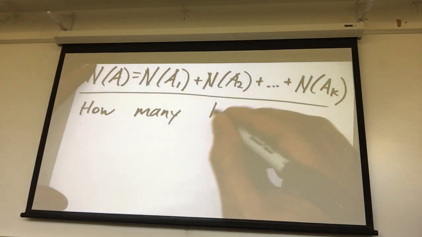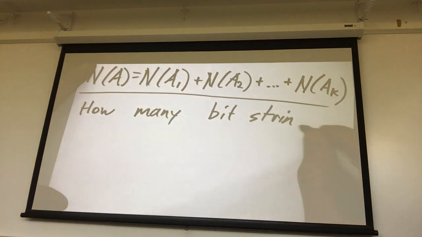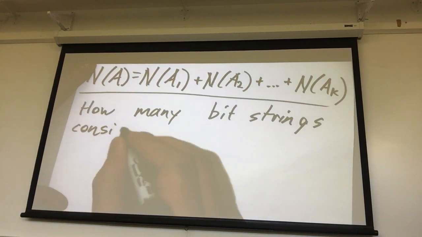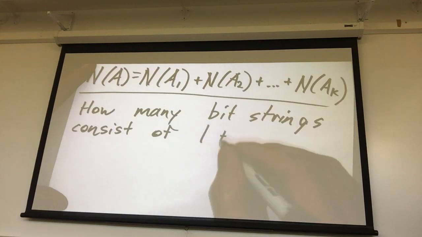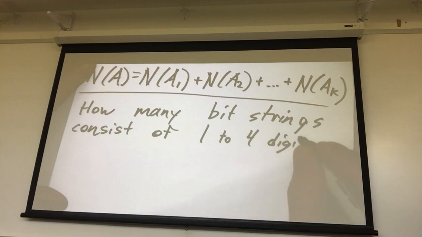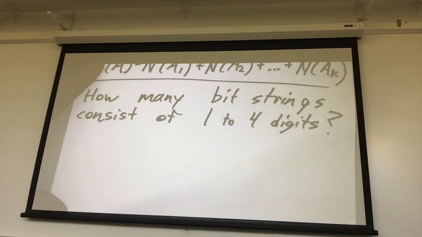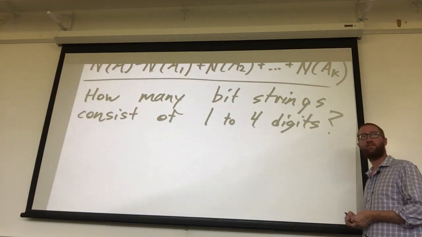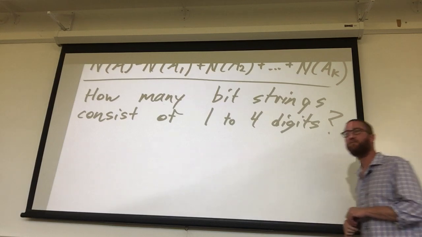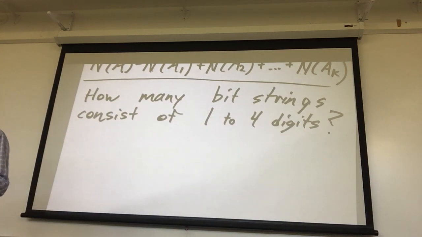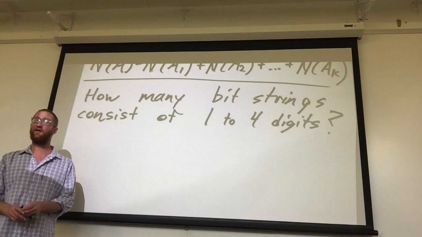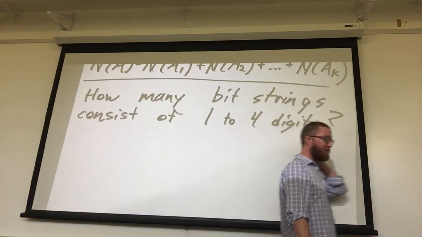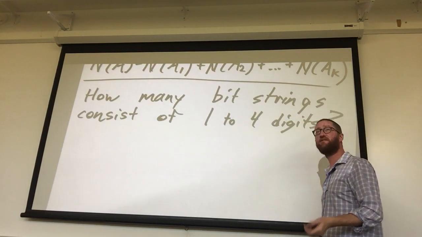So let's say, how many bit strings consist of 1 to 4 digits. Now one of the things you want to notice on this question is that it's not necessarily asking about the numbers that they represent. It's just asking about how many actually consist of 1 to 4 digits. So what are we going to end up with? We're going to end up with subsets in this problem of bit strings with 1 digit, bit strings with 2 digits, bit strings with 3 digits, and bit strings with 4 digits.